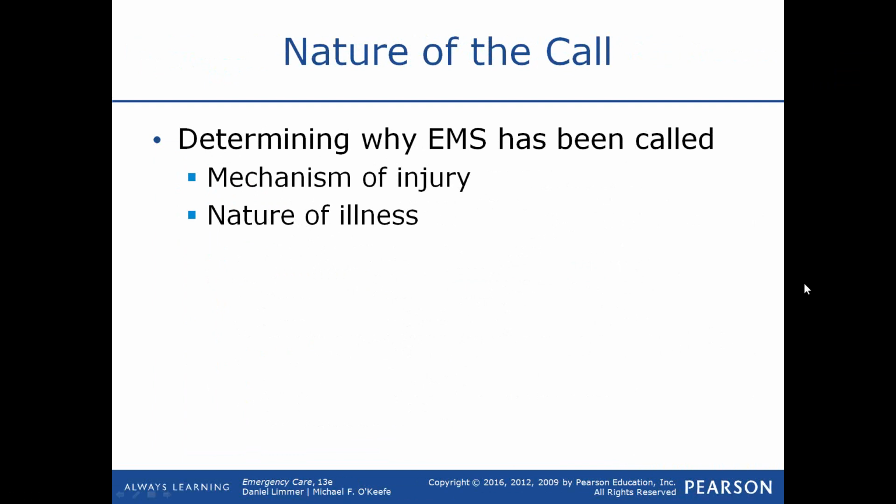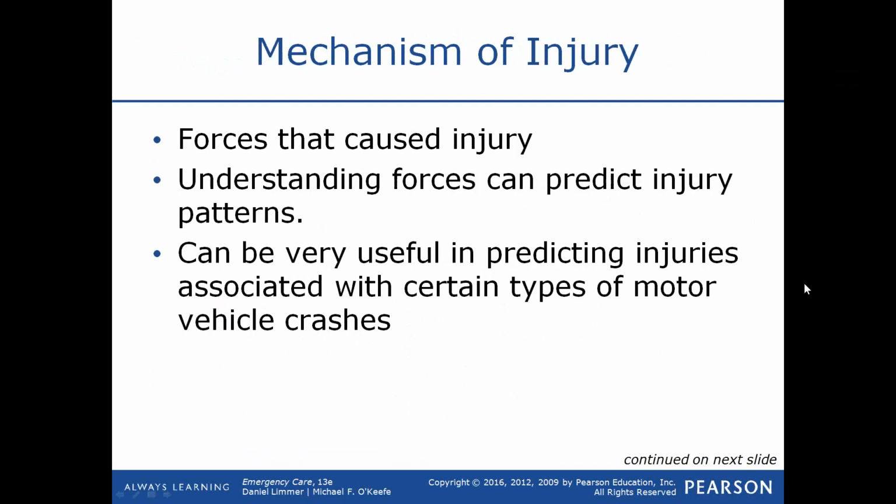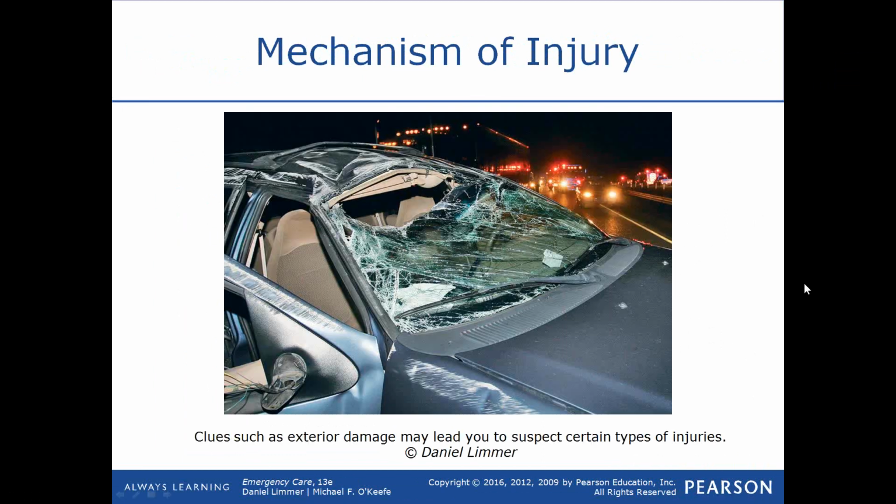You know, a person may witness a motor vehicle collision and immediately call 911, and there's been no real assessment of the patient as to whether or not they even need to be seen. Is it an injury? Is it an illness? And make sure that you get consent before laying hands. The mechanism of injury refers to the forces that are involved that cause the injury. Now, understanding forces, it can predict injury patterns. It can be very useful in helping you predict the type of injuries that your patient may have when involved in a motor vehicle collision.